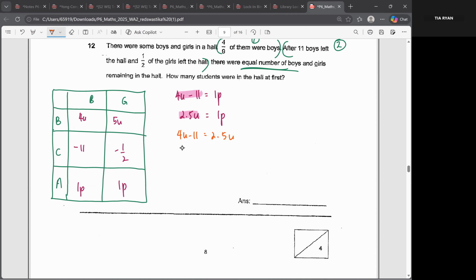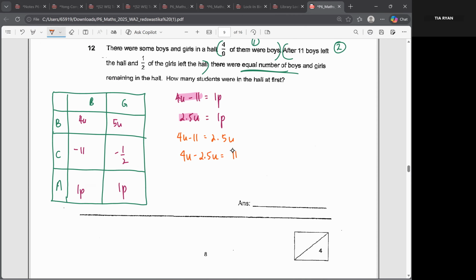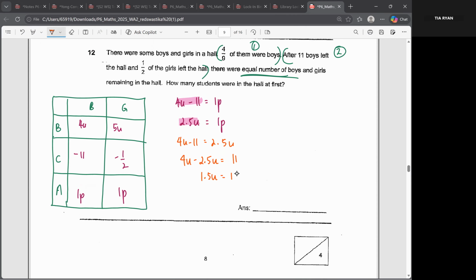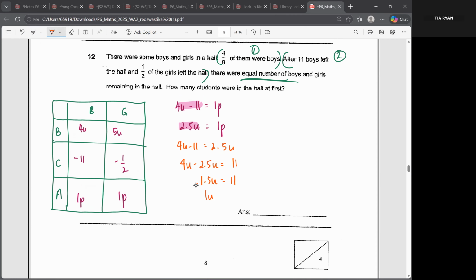I bring the units together, right? So 4U minus 2.5U equals 11. Agree or disagree? Use your calculator. 4 minus 2.5, what do you get? You get 1.5U equals 11. From here, can I find 1 unit? I can, right? I divide by 1.5.